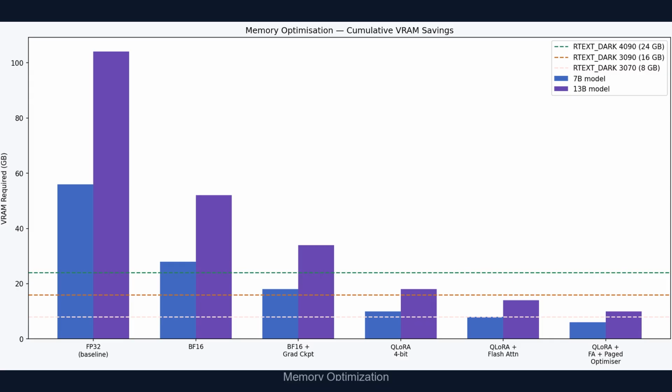The takeaway isn't just that each technique helps individually, it's that they compose. Each optimization targets a different source of memory consumption. Quantization reduces parameter storage, gradient checkpointing reduces activation storage, 8-bit optimizers reduce optimizer state storage, and flash attention reduces the memory cost of attention. Stack them all, and you can run models on your P40 that would otherwise require hardware with 2 or 3 times the VRAM.